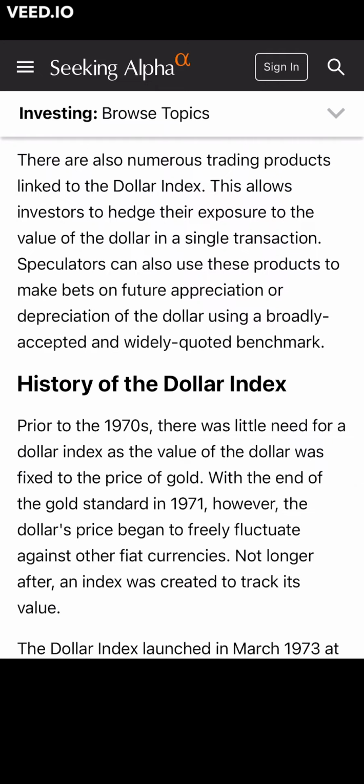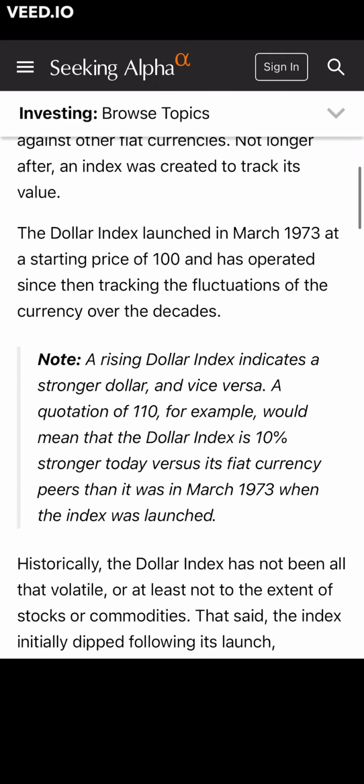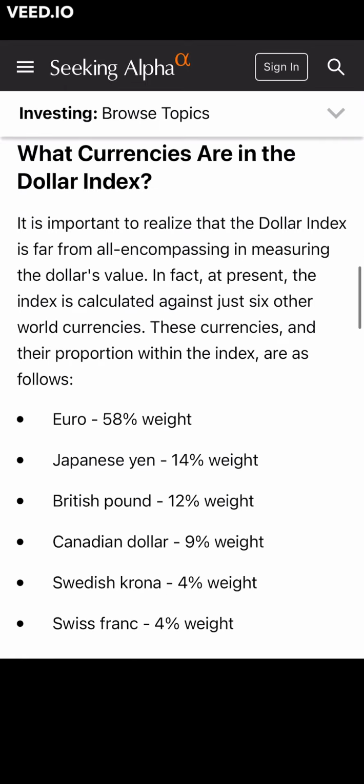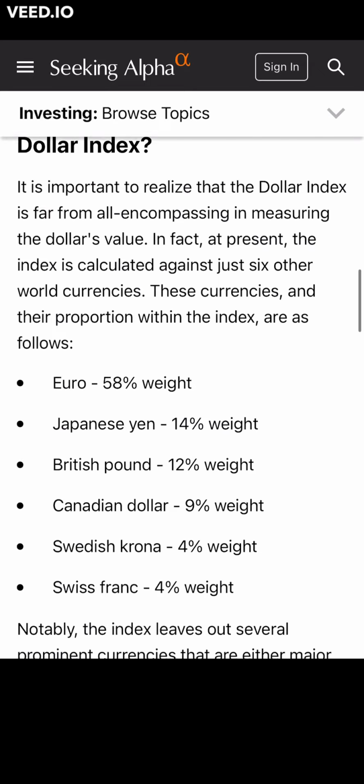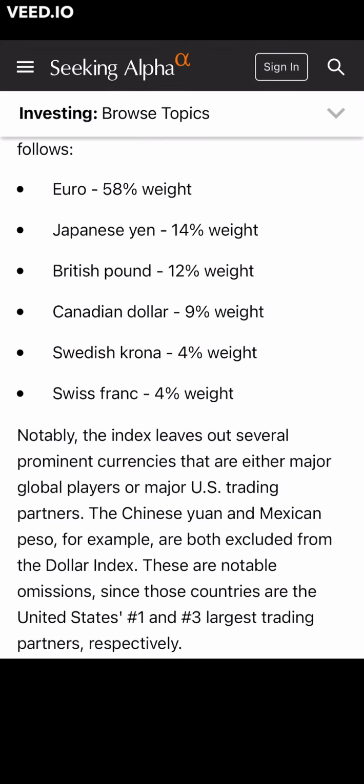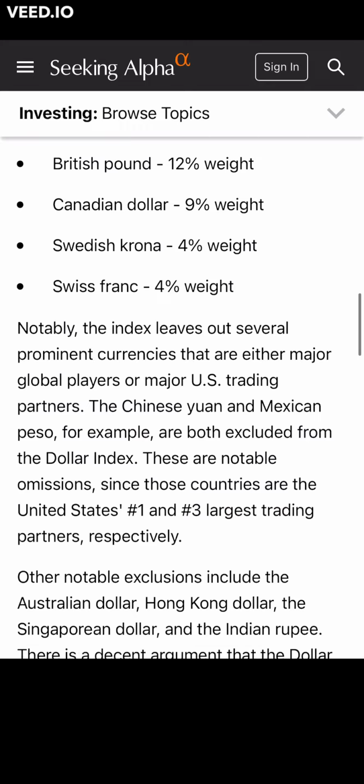What currencies are in the Dollar Index? It is important to realize that the Dollar Index is far from all-encompassing in measuring the dollar's value. In fact, at present, the index is calculated against just 6 other world currencies. These currencies, and their proportion within the index, are as follows: Euro 58% weight, Japanese yen 14% weight, British pound 12% weight, Canadian dollar 9% weight, Swedish krona 4% weight, Swiss franc 4% weight.